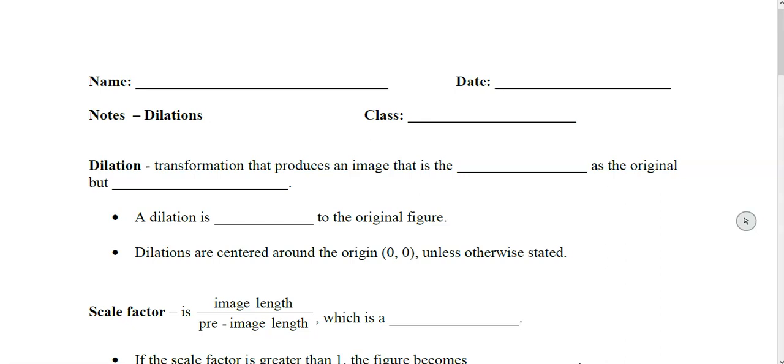So today's notes are about dilation. This is the last transformation that we're learning. A dilation is a transformation that produces an image that is the same shape as the original, but not the same size.